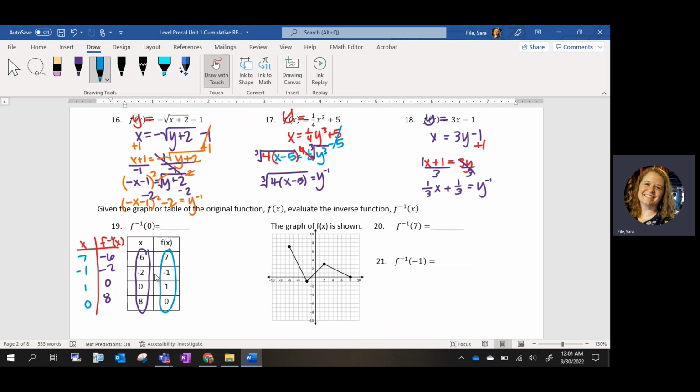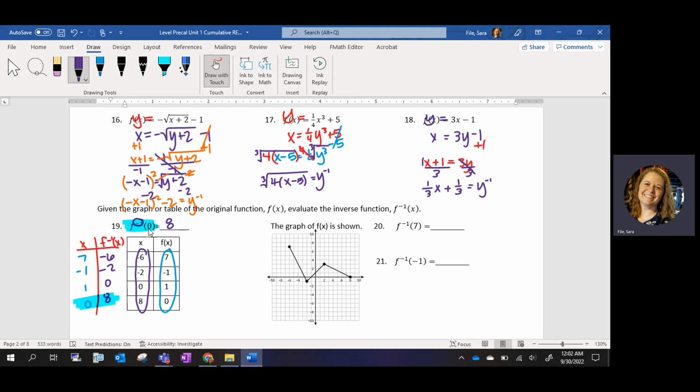So all these coordinates that were the ordered pairs, there was a point at 8, 0. On the inverse, there's a point at 0, 8. So now that if you actually have them switched in the table, sometimes that's easier for you to evaluate. So this says to evaluate inverse of f of 0. So on the inverse table, because that's what I'm looking at, when the input is 0, so that's here. So the output is the 8.